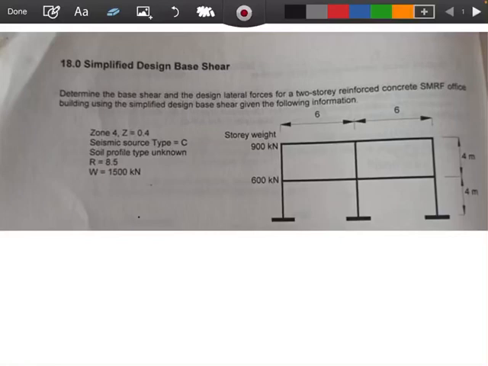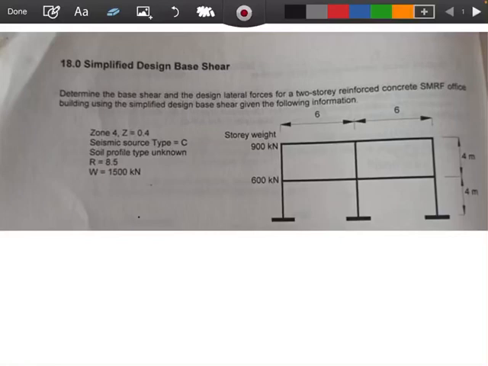The seismic zone of the building is seismic zone 4, so the seismic zone factor would be 0.4. The seismic source type is determined to be type C and the soil profile type is unknown. When the soil profile type is unknown, we have to assume type SD, right? And since it is an SMRF, the R of the building is 8.5.